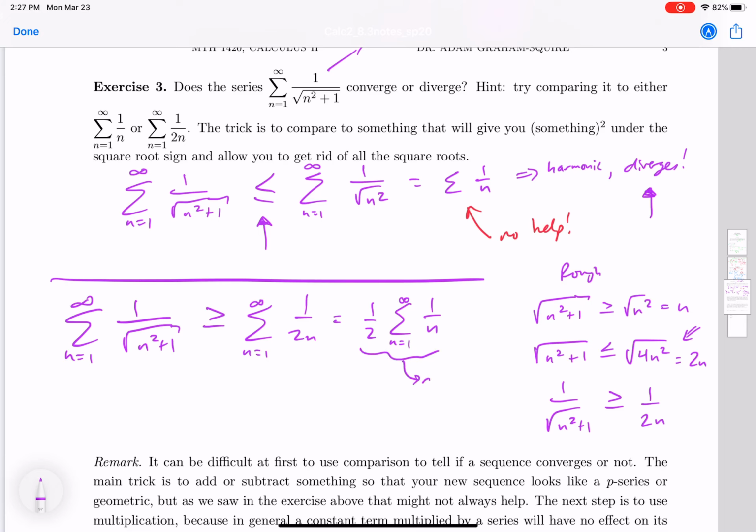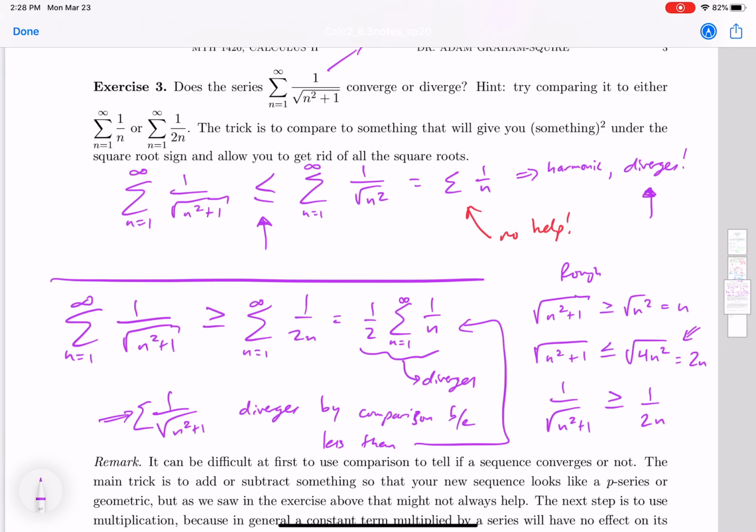And that thing diverges, because the harmonic series diverges, and if you take 1/2 of a divergent series, you're still divergent. It still goes to infinity. So this implies that 1 over square root of n squared plus 1 diverges by comparison, and that's because it's greater than that thing right there, which diverged.